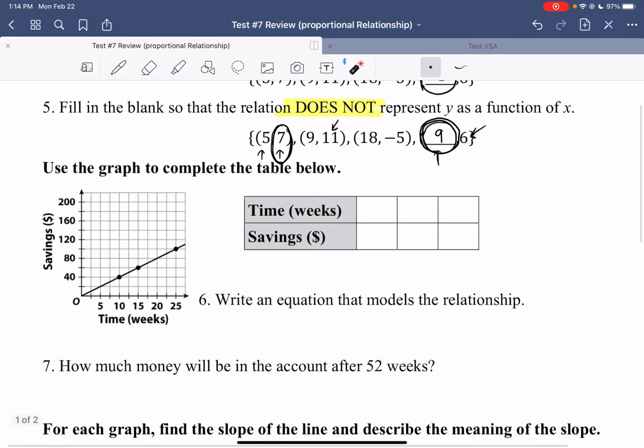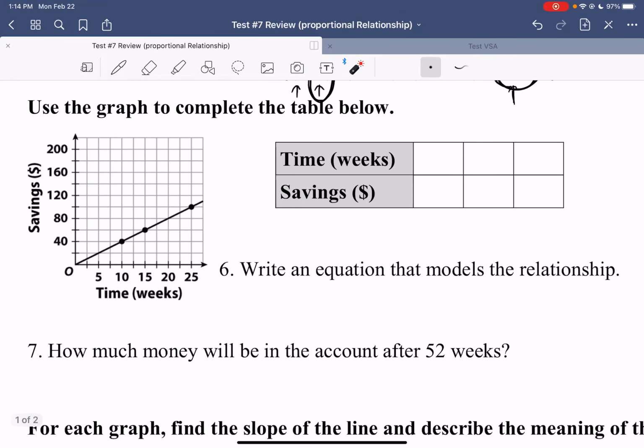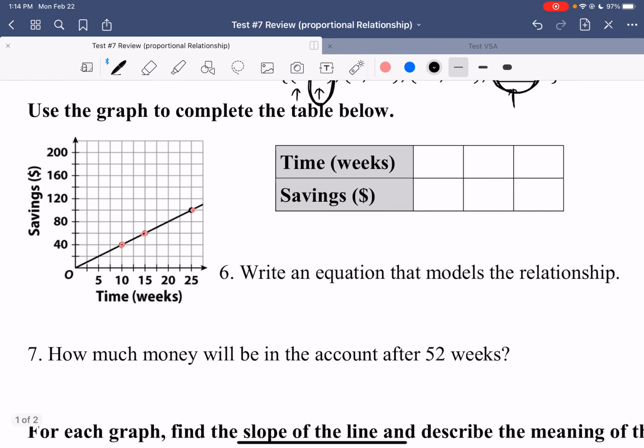So now we're going to look at using the graph to complete the table. So what we're going to do is look at these pretty points they've given us here. I'm going to use these pretty points to fill in my table. So I have a pretty point at 10, 40. So I'm just taking these: 10 weeks, $40. At 15 weeks, we have $60. And at 25 weeks, we have $100. So that's our savings.